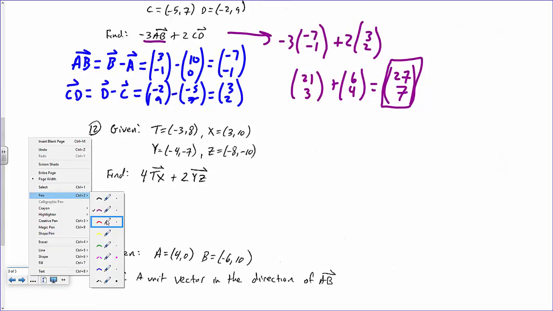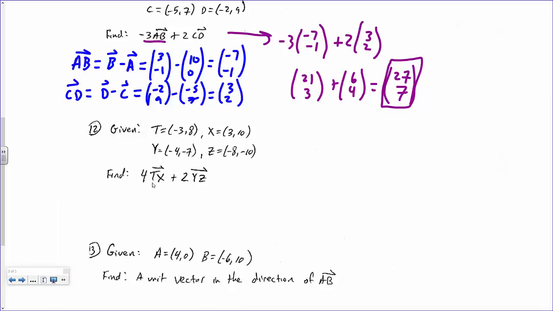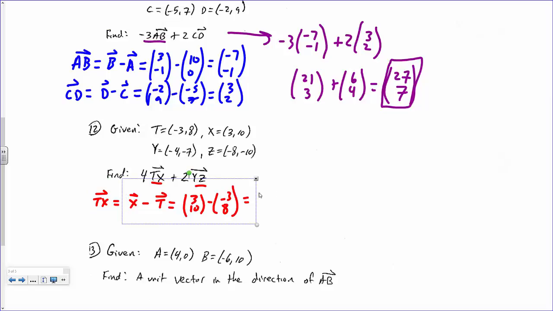Number 12, we'll do this in red. We have to do the vector TX and YZ. You have to figure out what they are. So TX, of course, will be position vector X minus position vector T, which is 3, 10 minus negative 3, 8. 3 minus negative 3 is 6, and 10 minus 8 is 2.